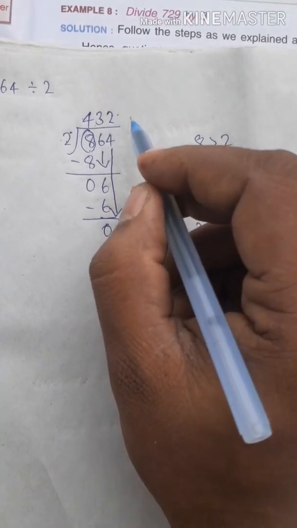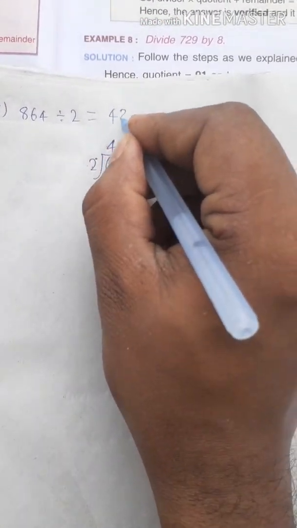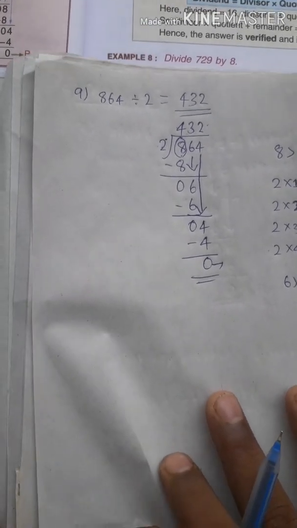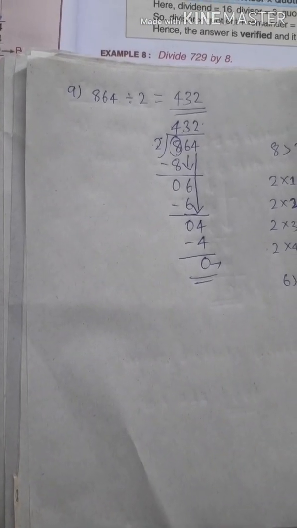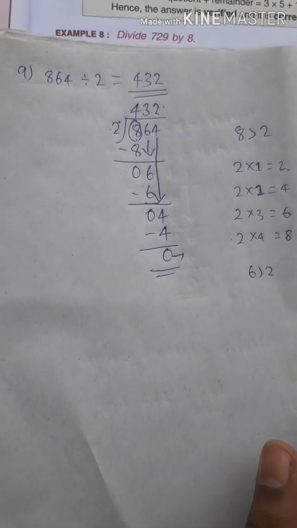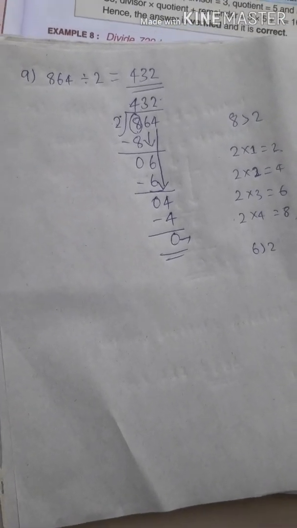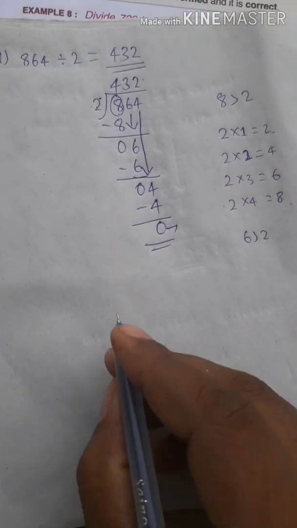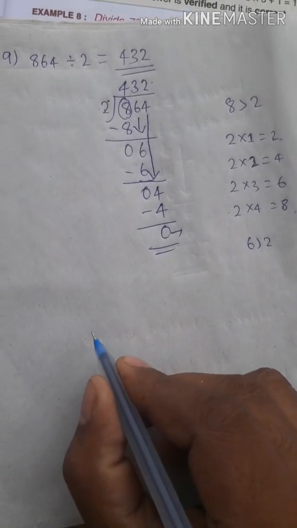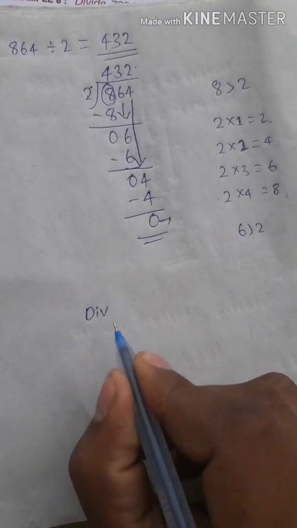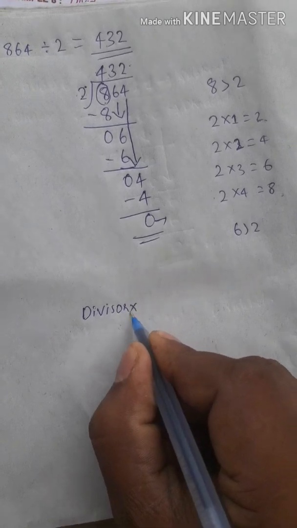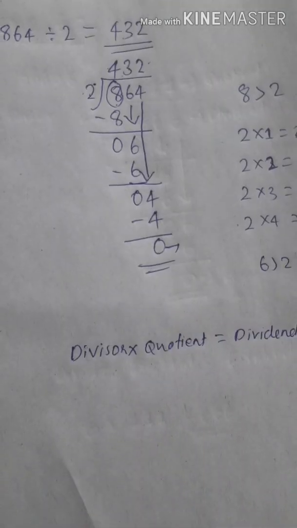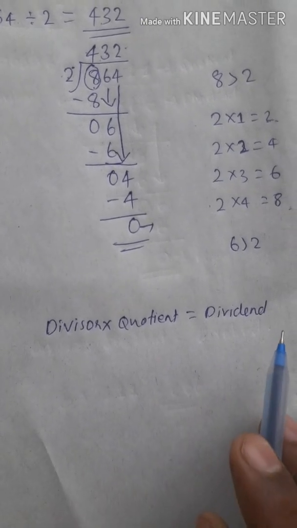The quotient is 432. Understood? So students, now let us verify whether this answer is right or wrong. For verifying, we have a formula: divisor into quotient is equal to dividend.